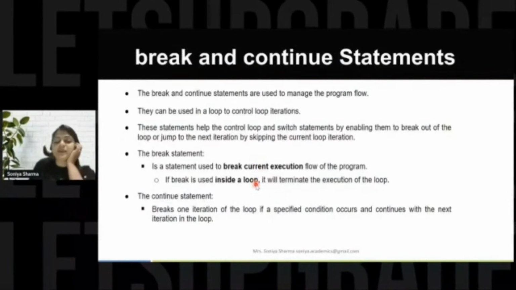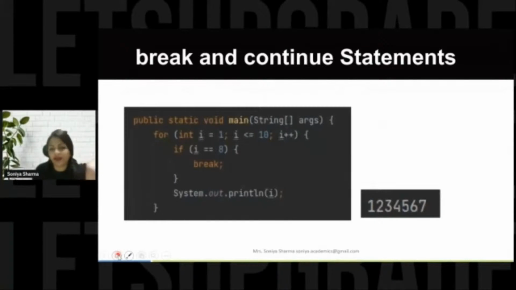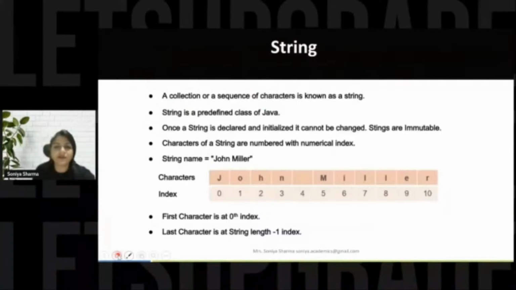So a detailed explanation is given. Break and continue statements are used to manage the flow of the program. They can be used in loop iteration, and the break statement, when used inside a loop, will terminate the execution of the loop, whereas continue will continue the execution. It will not stop the execution. So this is the difference between break and continue. I have given the examples for your reference.